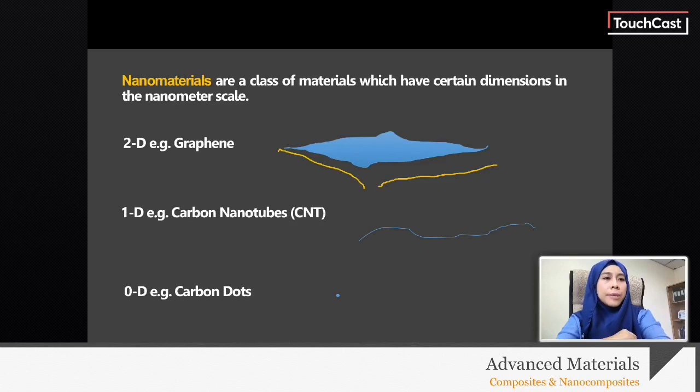Now, let's consider carbon nanotubes. So, consider carbon nanotubes with a length of several microns. However, it has diameter of a few tens of nanometers. So this means that it has a very high aspect ratio and is therefore considered a one-dimensional structure. And meanwhile, carbon dots are so tiny, typically less than 10 nanometers in size, and they are classified as zero-dimensional structures.